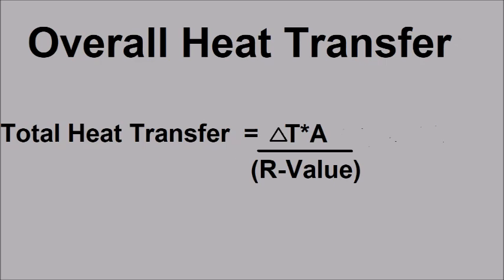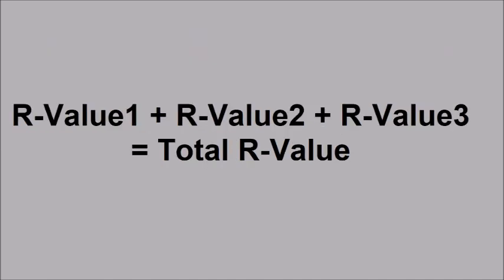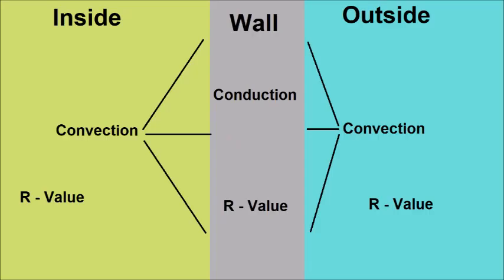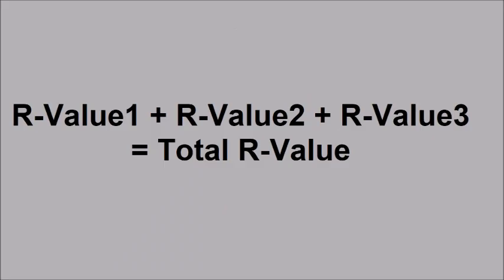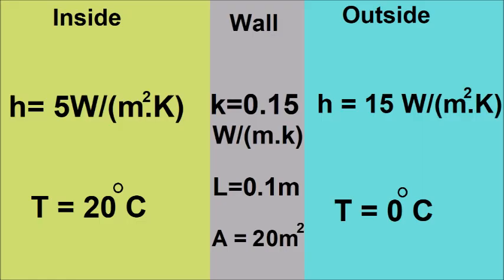So in order to find out how much heat is flowing, we multiply area times the difference in temperature, and then divide by the R value. Now this is a useful property because we can take the R value of each term, for example the convection term, the conduction term, and the other convection term. We have two convection terms, one for the inside and one for the outside, and add them all together to get a total, because each R value adds together to create one total R value. Let's do an example to understand how R value is applied to heat transfer.